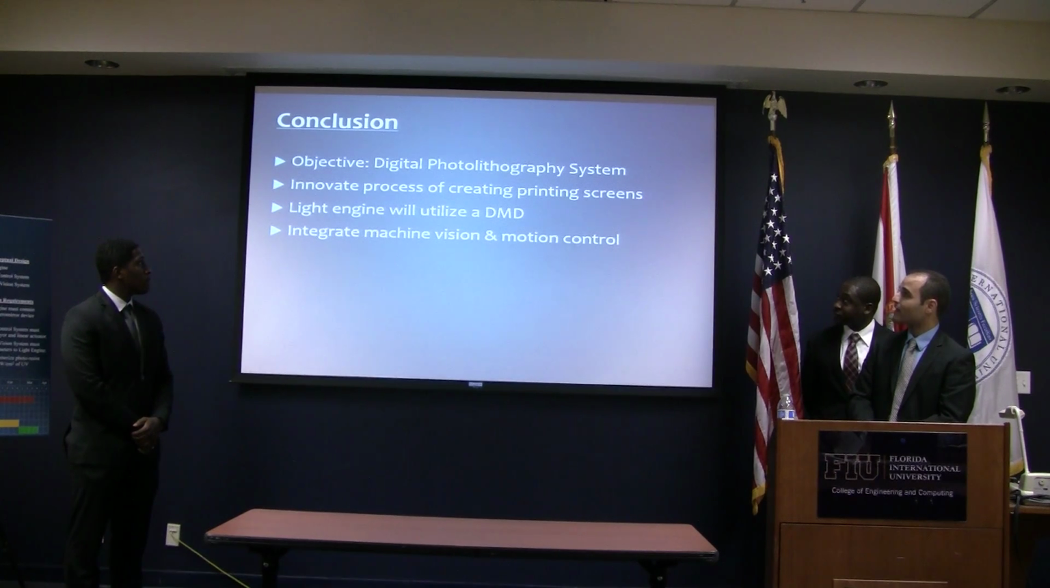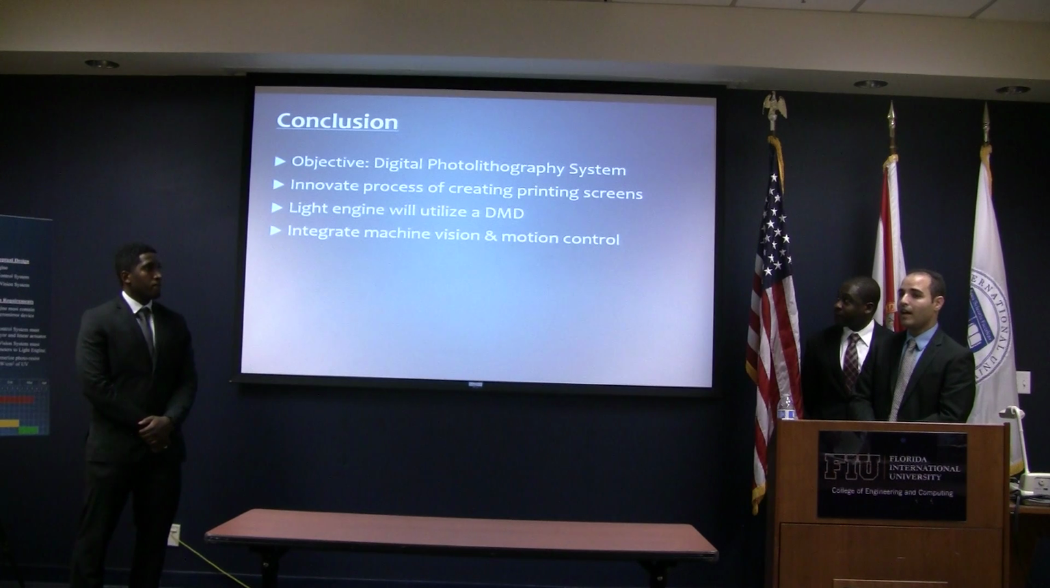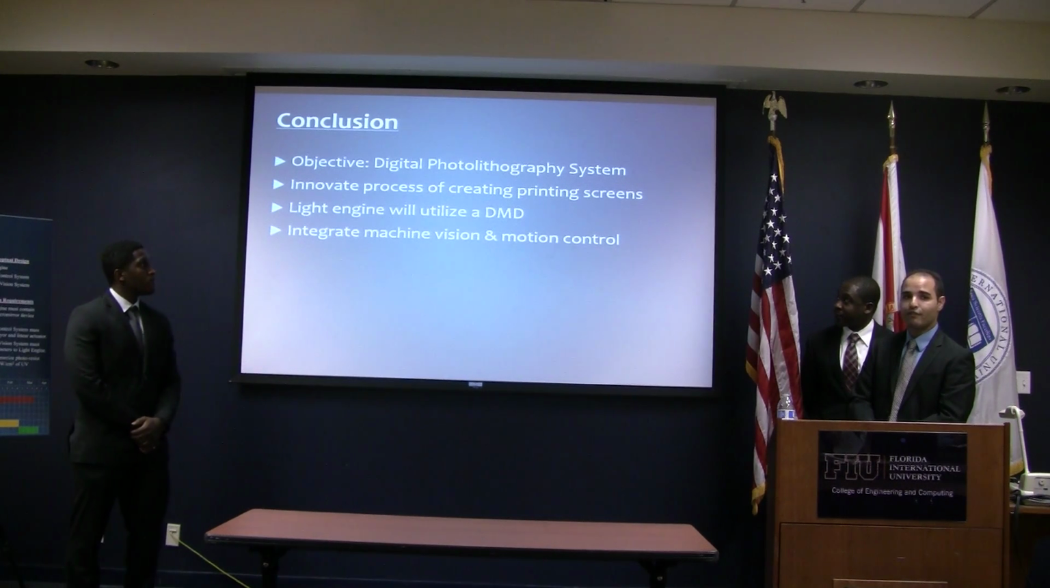So in summary, our objective is to create a digital photolithography system in order to innovate the process of creating printing screens. Our light engine will utilize a DMD, a digital micromirror device, and we're going to integrate machine vision and motion control.